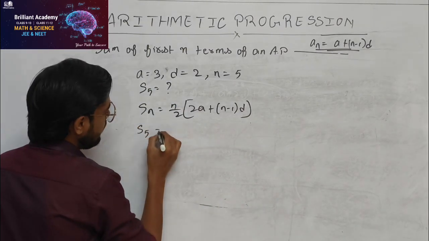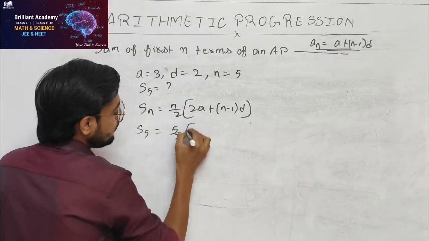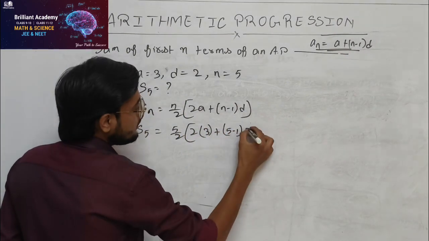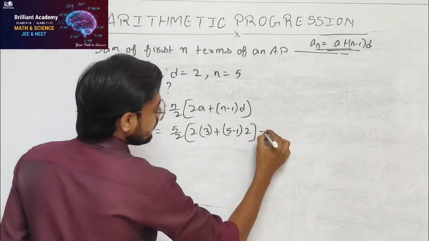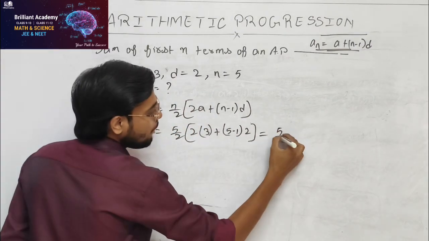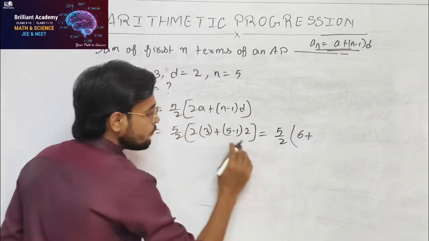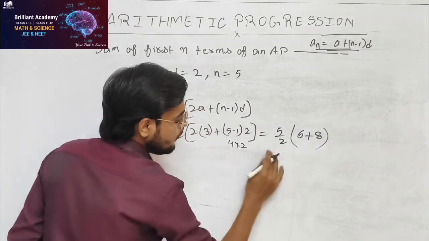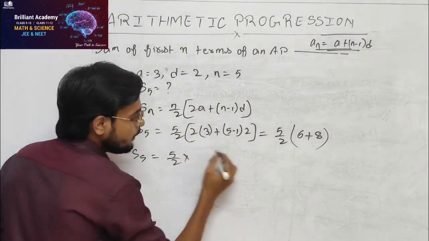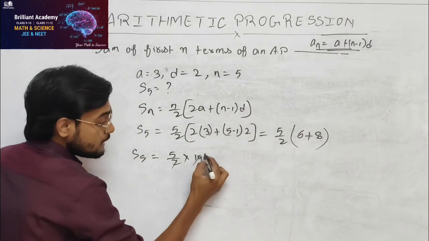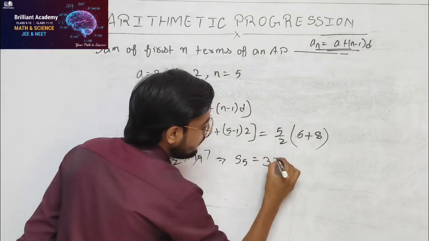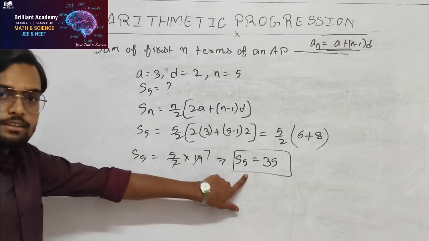So see here, S5, here n is 5. So 5 upon 2, 2a, where a is given as 3, plus (n minus 1), which is 5 minus 1, and d is here 2. So now this is 5 by 2 times (2 threes are 6 plus 4 into 2, which is 8). Now S5 is 5 by 2 times 14. Now 14 is cancelled by 2, giving 7. So S5 is 7 times 5, which is 35. So S5 is here 35.